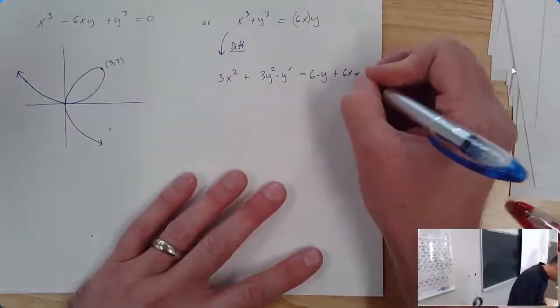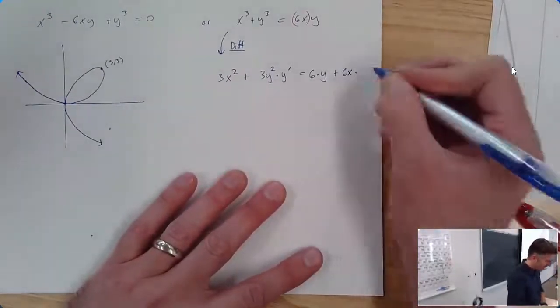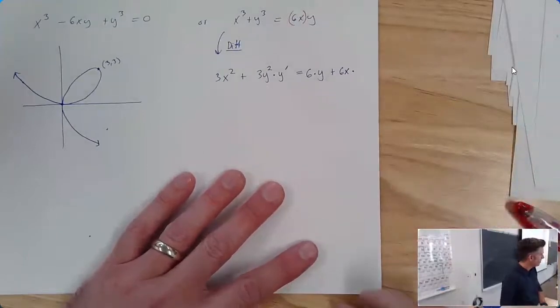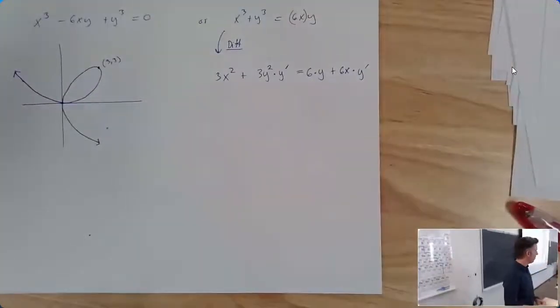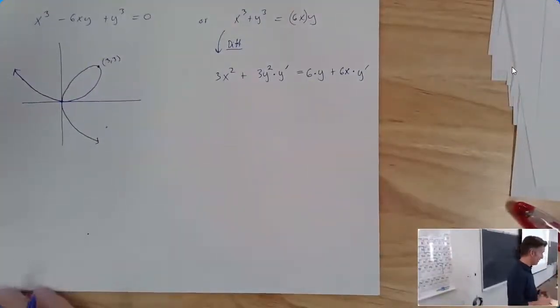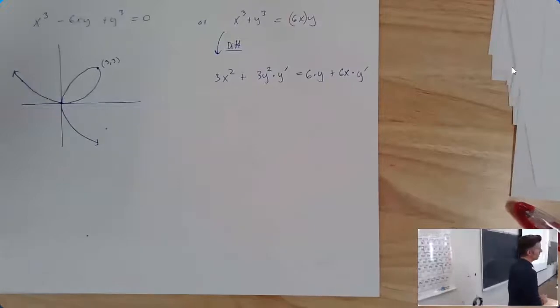We're almost done. 6x left alone, and now times what's the derivative of y? The derivative of y. Kind of annoying, but the derivative of y is the derivative of y. Derivative of y.